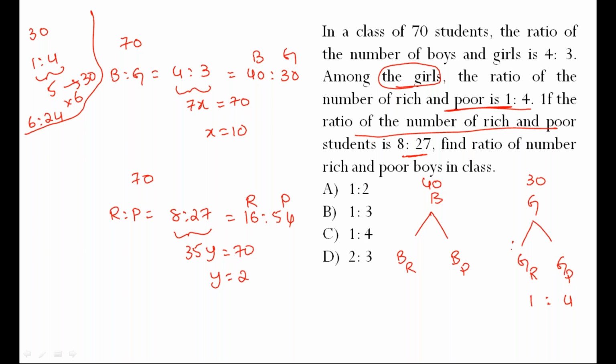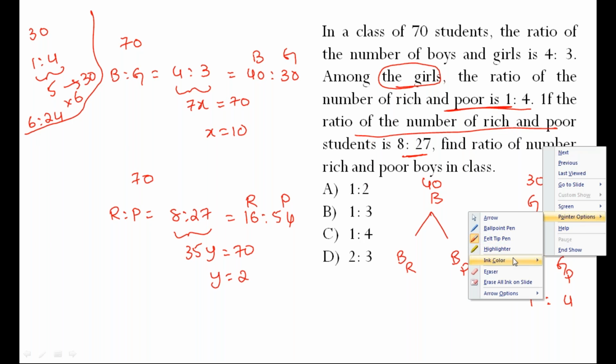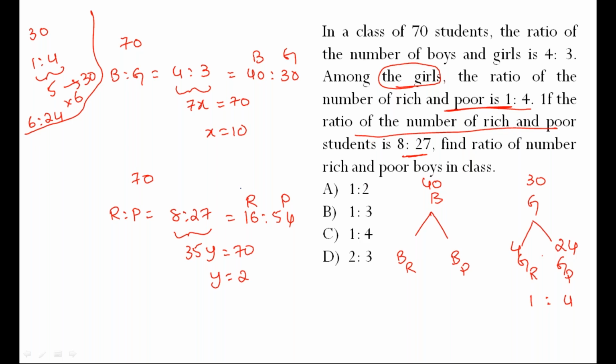So how many girls are rich is 6, and how many girls are poor is 24. Guys, see that? Now see this. Rich is 16. Among that, girls are 6, meaning boys are 10. Because rich is totally 16, and girls rich are 6, boys rich must be 10.